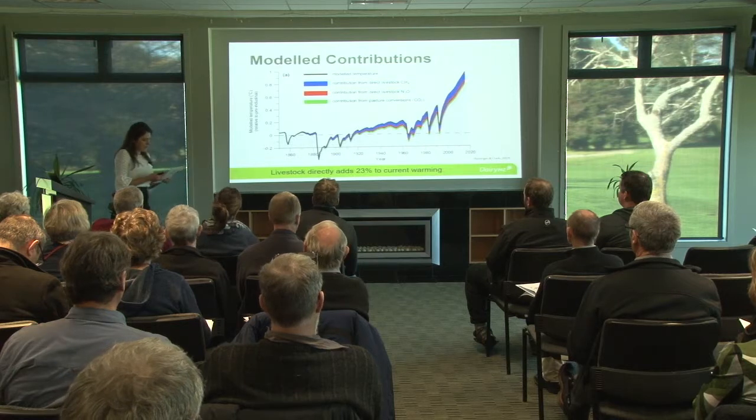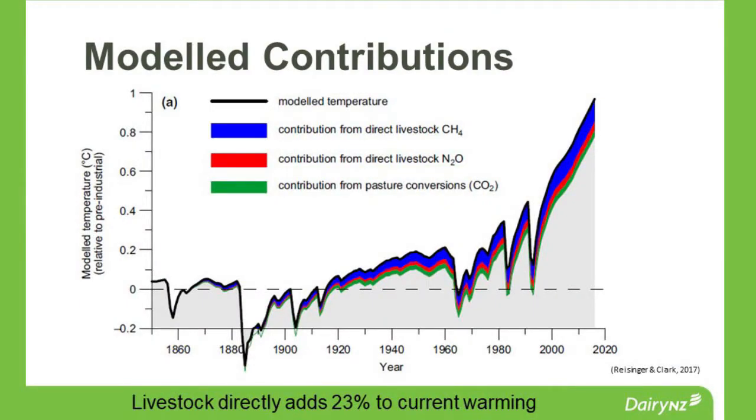So what contribution to total global warming is agriculture actually having? Recent modeling has found that globally, emissions from livestock appear to have contributed about 23% of the warming that was observed in 2010. 19% of that was attributable to methane and nitrous oxide, and the remaining 4% came from pasture conversion, the CO2 from pasture conversion. That's globally, yes.